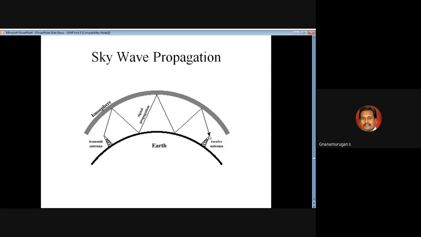So what is the operation of skywave propagation? You transmit the electromagnetic waves, which go to the ionosphere, are reflected to the earth, again reflected to the ionosphere, reflected to the earth, again reflected to the ionosphere, and finally reach the receiver at the destination. You use two antennas here. First you transmit, the electromagnetic waves go to the ionosphere, and are reflected to the earth, again and again, and finally reach the destination receiver antenna. That is skywave propagation.